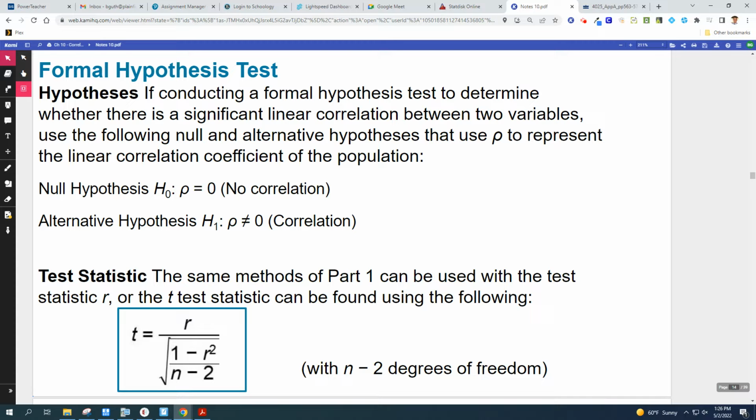Formal hypothesis test. If conducting a formal hypothesis test to determine whether there's a significant linear correlation between two variables, use the following null and alternative hypotheses that use rho. Remember, that's rho, to represent the linear correlation coefficient. Okay, so null hypothesis.